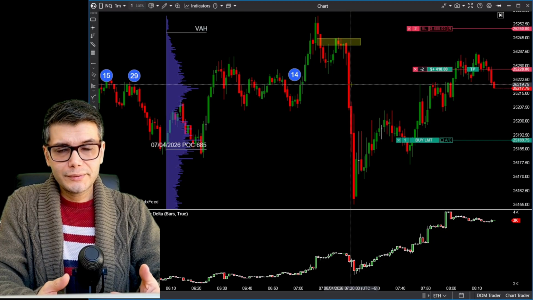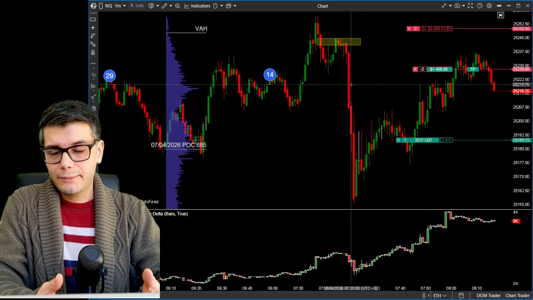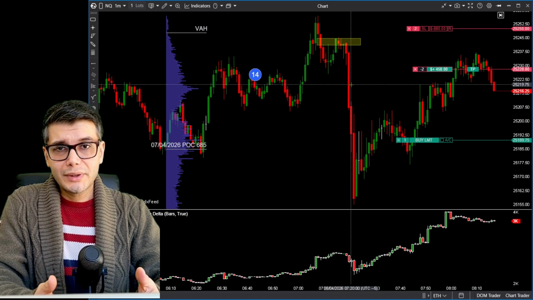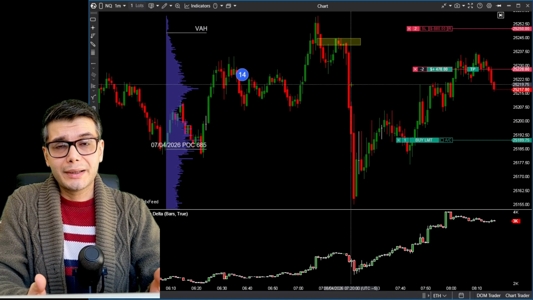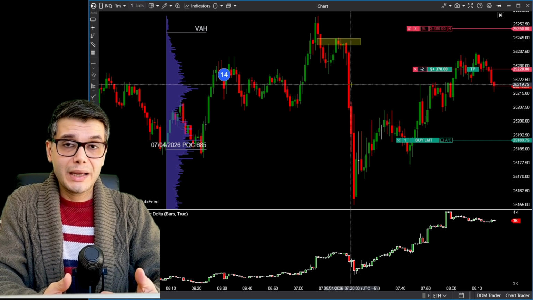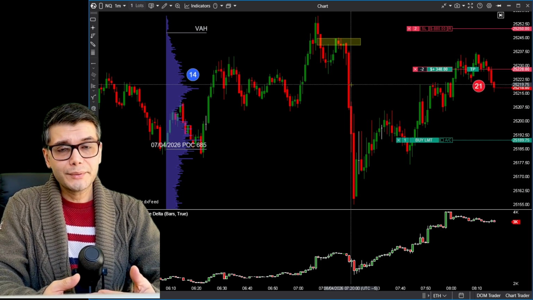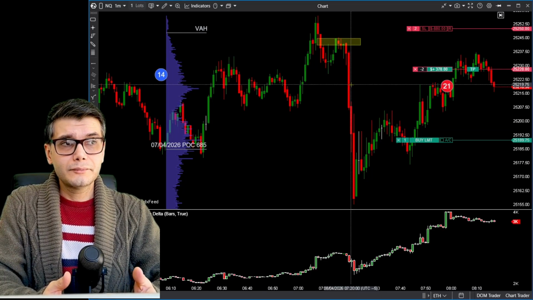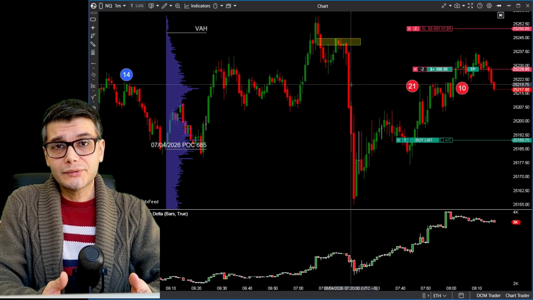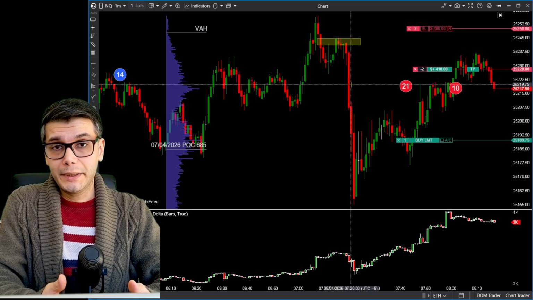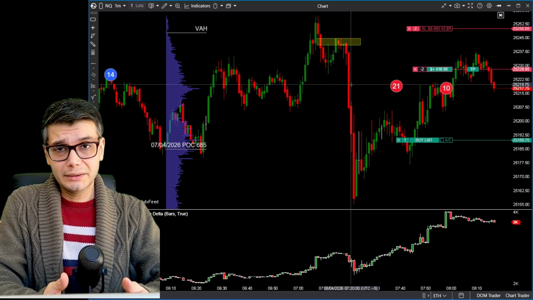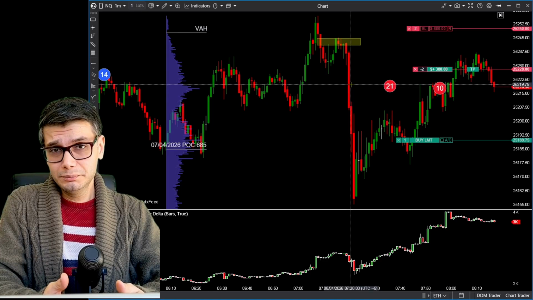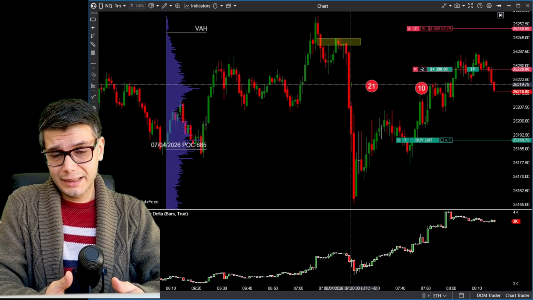Point of control is a fair price. It's a price that both buyers and sellers agreed to pay at a fair price. They were kind of agreeing on that. Value area low is a price that acts as support. It's the lowest price that sellers were willing to pay. That's why it doesn't go lower than that level.